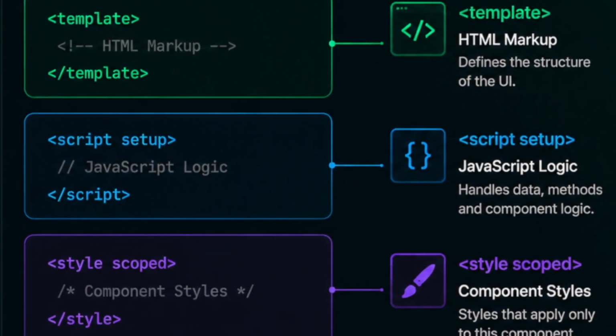The script section contains JavaScript code and component logic. You'll often see the setup attribute used with the script tag. The setup syntax is the modern and recommended way of writing Vue components using the composition API. Don't worry about the details right now. We'll learn how to work with JavaScript inside components in upcoming lessons.